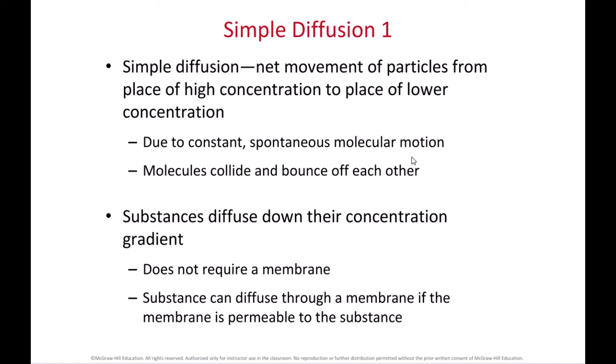A substance can get through the plasma membrane, and then to go from the outer edge of the cell to the middle of the cell, we're going to have simple diffusion occur as this substance moves through the cytosol of the cytoplasm.